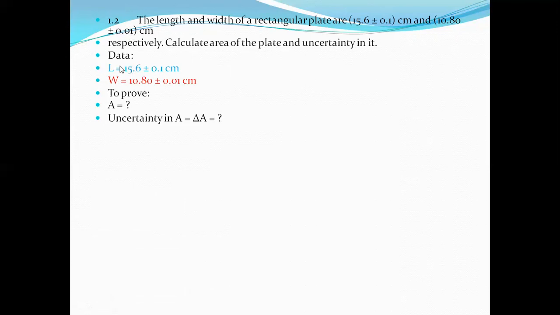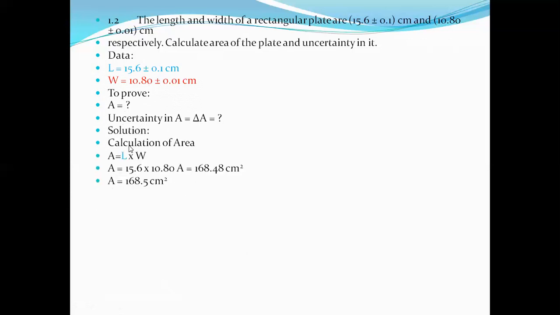We have the data first. The data is length, we have 15.6 plus minus 0.1 centimeter. Width is 10.08 plus minus 0.01 centimeter. We have to find what is the area, and we also have to find out what is the uncertainty in that area, the change in that area.